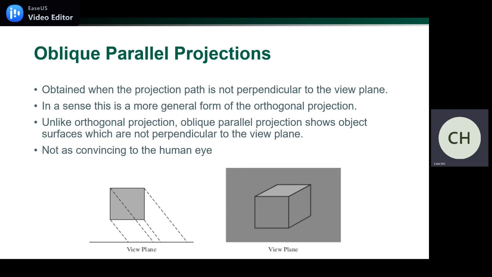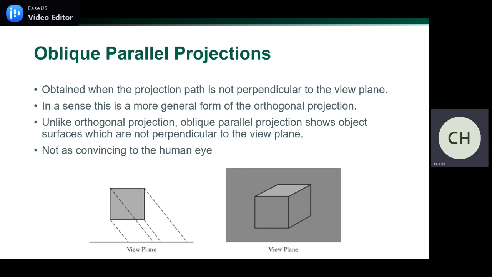But unlike the orthogonal projection, the oblique parallel projection shows object surfaces which are not perpendicular to the view plane. It's not as convincing to the human eye as the perspective projection we're going to cover later, but it allows you to see more than simply the orthogonal projection. So an example of this can be seen on the bottom here. The bottom left is an example of the oblique projection, but taken from above.